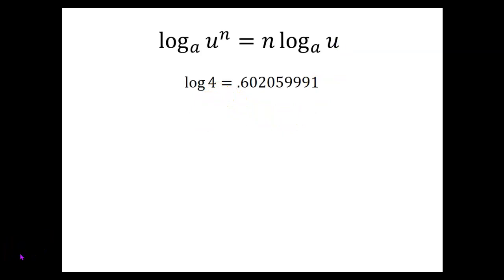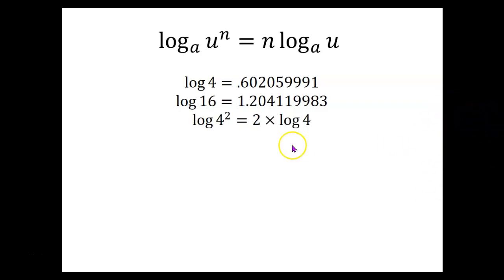So here's an example of this property in action. If you ask your calculator for the log of 4, it'll tell you that's 0.6020599991. The log of 16 is 1.204119983. But 16 is 4 squared. And the log of 4 squared is 2 times the log of 4. The log of 4 is about 0.6. The log of 16 is about twice that, 1.2.